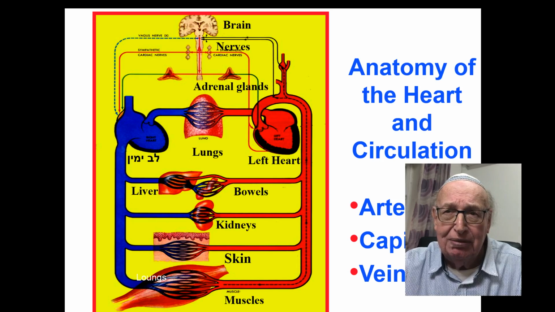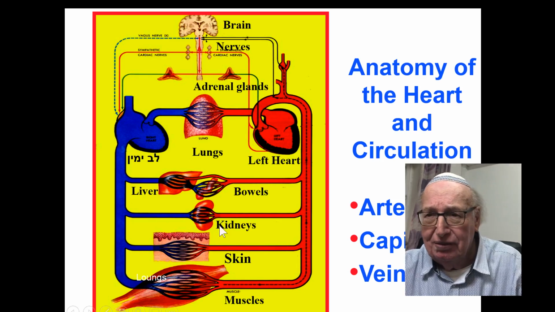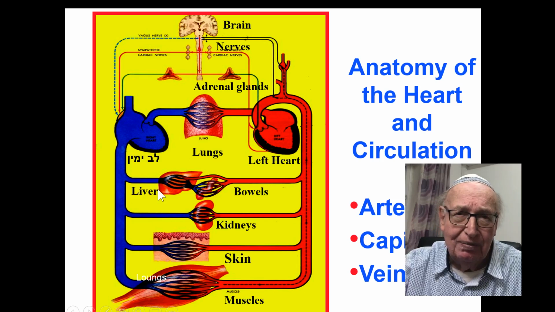Now, here's the anatomy of the heart and circulation. We have the arteries, the capillaries, and the veins. And let's start off with the heart, which has four chambers. This is the right heart, that's the left heart.